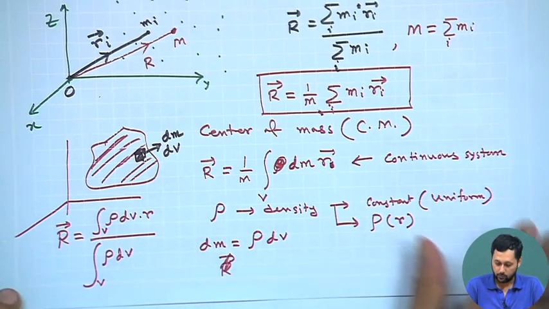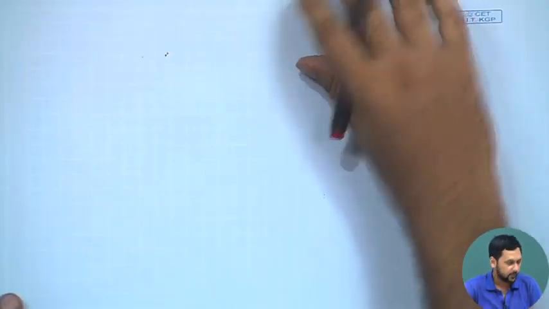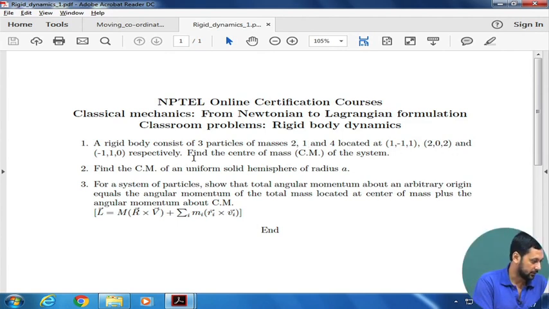So, we are going to look into some of the examples. The first example will be rigid dynamics. So the first example is a rigid body consisting of 3 particles of mass 2, 1 and 4 located at these 3 positions. Find the center of mass of the system.